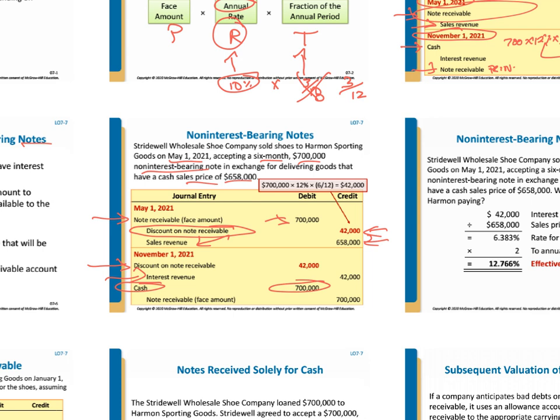So the return of that face value is representative of both the interest as well as the principal, so to speak, because the true sale was only $658,000. So we will debit cash and credit notes receivable for that $700,000, and that's indicative of both the interest and the principal that we're receiving as cash. We record the interest revenue as the offset to the discount on notes receivable when we reduce that notes receivable to zero.